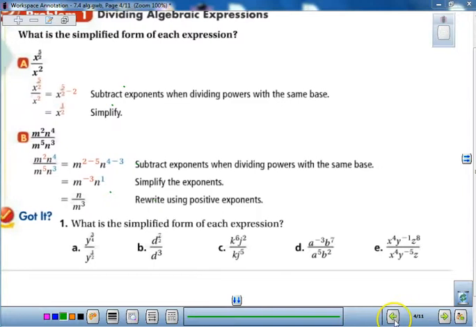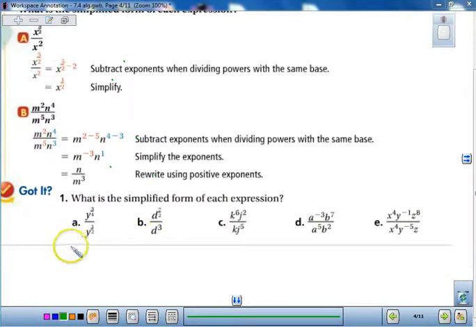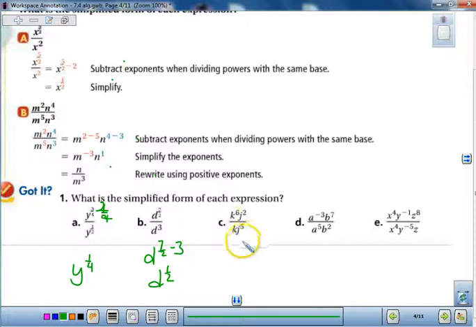I want you to look at the Got It problems. Some of the last couple get a little more complicated, and we're going to try and look at these. Again, if we are simplifying, we are simply taking our 3/4 minus 1/2, getting a common denominator, which would be 4, so we really have 2/4. So we're going to have y to the 1/4 power. Here we have 7/2 minus 3, same base, so d to the 7/2, or 3.5, minus 3 gives us d to the 1/2. Still positive exponents.